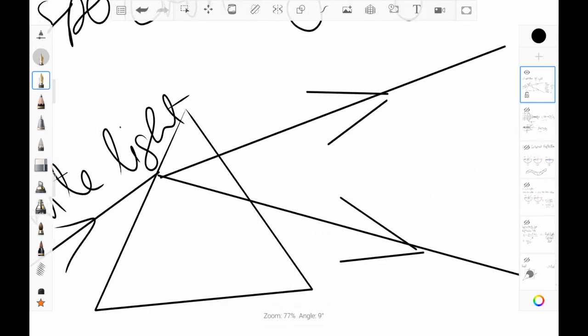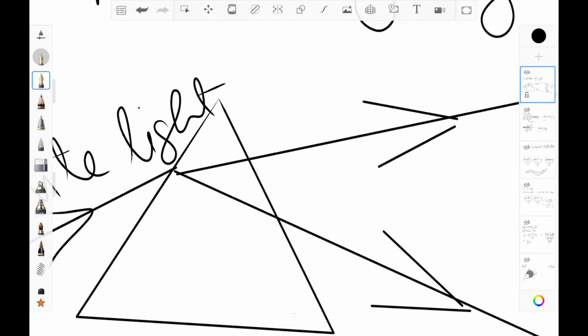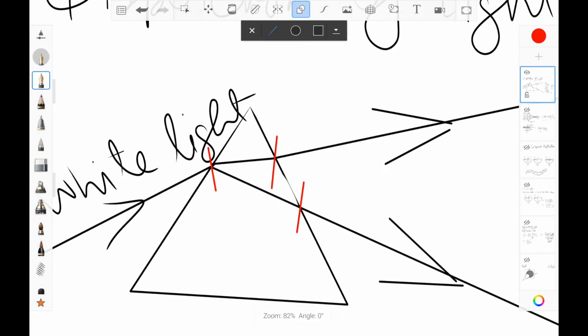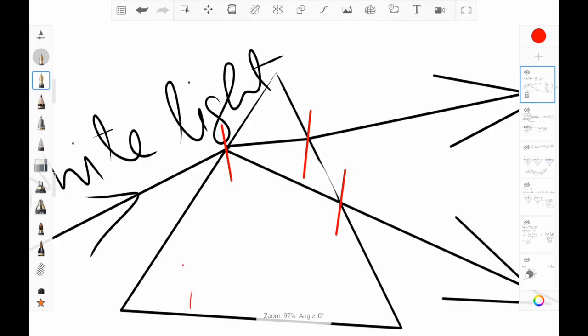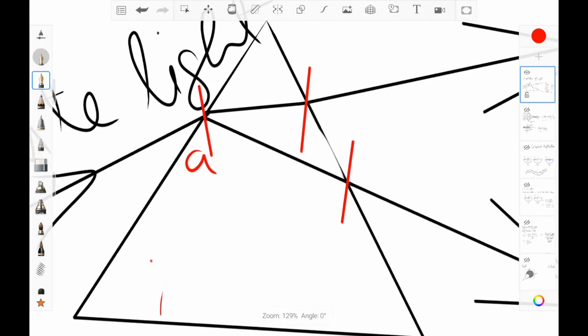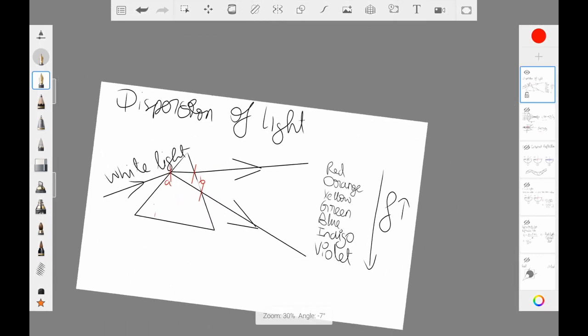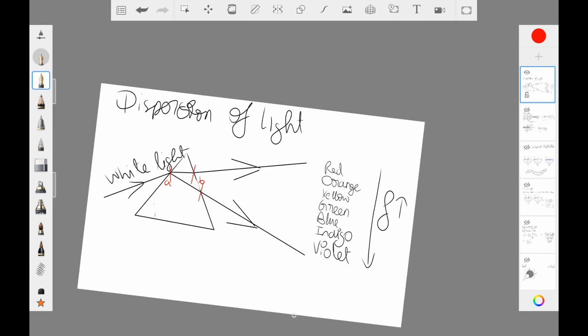I actually made a small mistake in the diagram. Refraction technically occurs twice in the prism, so just a second. Right, as you can see, refraction actually occurs twice in the prism, once at point A, and the second time would be at point B. So it occurs twice. And yeah, that's more or less it about refraction.